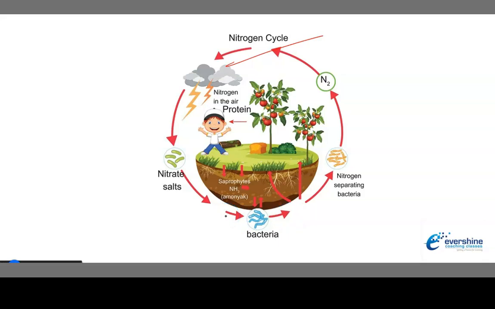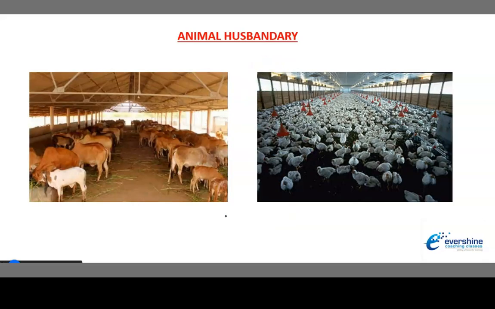Nitrogen will start spreading. That is called the nitrogen cycle. Similarly, you may get one more question like, what is animal husbandry? Rearing the animals on a large scale for food products like milk, eggs, fiber, hide, honey, etc. This is called animal husbandry.